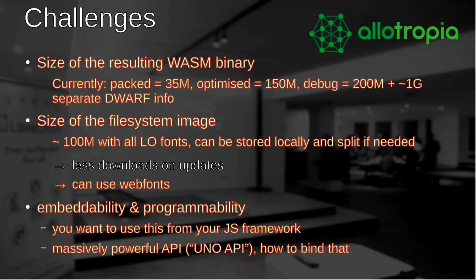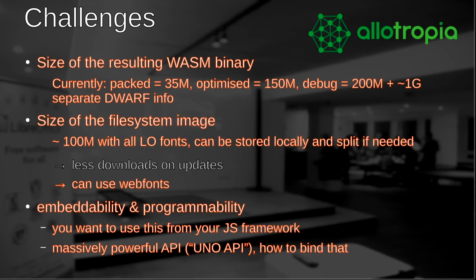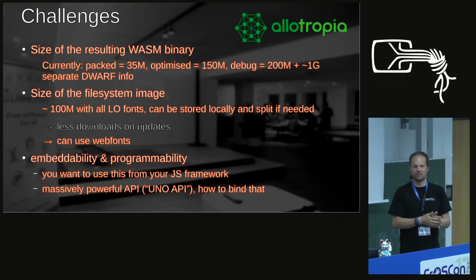But if we don't, or if we have debug symbols, then it's like 200 megs and about a gigabyte of symbols. We also need lots of auxiliary files beyond the actual code, like config, fonts, and the UI definition. There's some Glade UI files there. That sums up to about 100 megs all in all, and we also need that to run in a browser. So we were kind of worried how to do that.